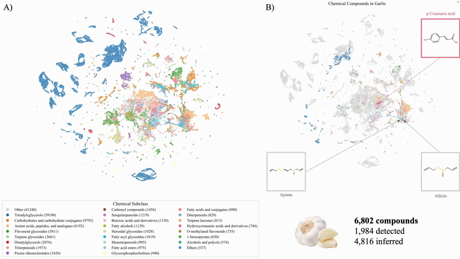Then we have alkaloids, lignans and neolignans, organosulfur compounds, and all these points are color-coded according to their subclass, and specifically we are reporting subclasses with at least 500 compounds, so there is much more. And on the right, you can see basically where all chemicals tracked in garlic sit, and in particular, the 3 chemicals that I mentioned before.